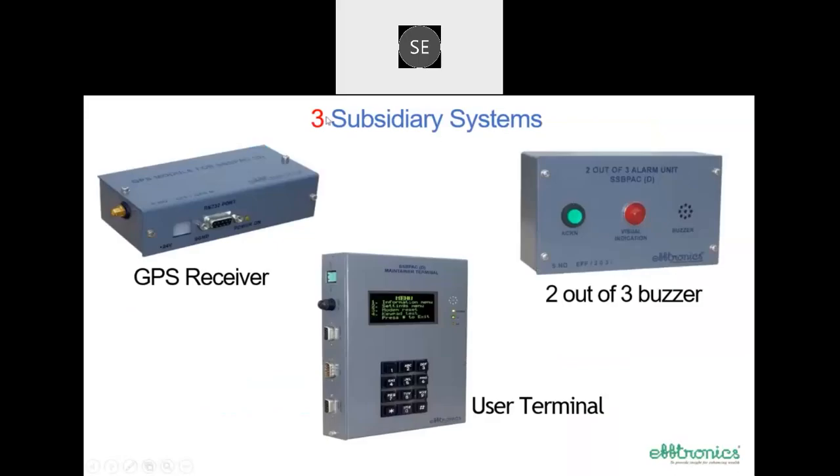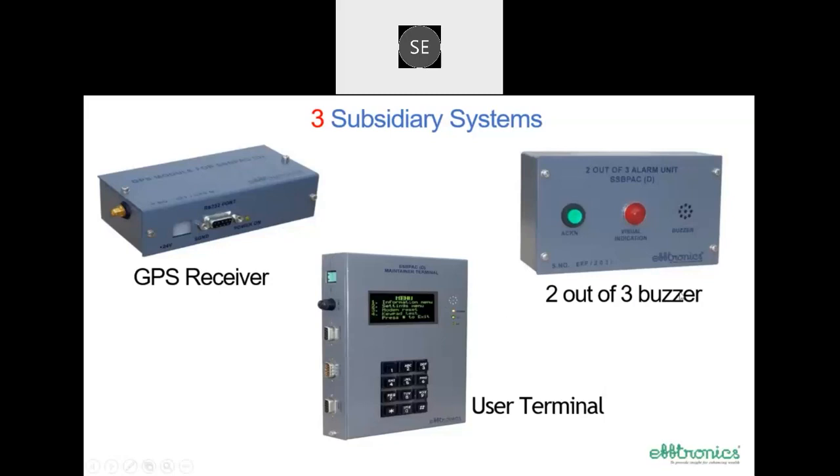Apart from those two main units, there are three subsidiary systems or auxiliary systems. The first one is the GPS receiver. This GPS receiver is used to synchronize the time of the three CPUs with the GPS. So all three CPUs are synchronized to GPS through this GPS receiver.